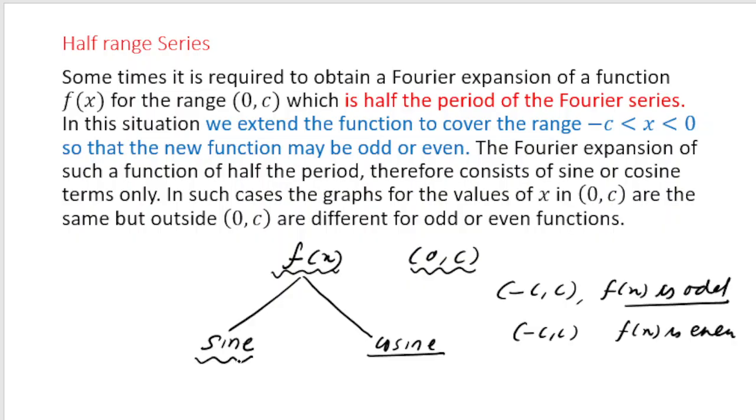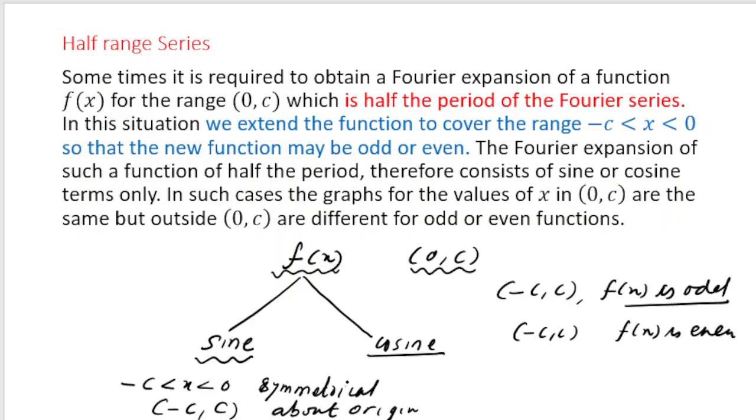So to get a sine series, we can extend the function in the interval minus c to 0, because when we extend it in the interval minus c to 0, our complete interval will be minus c to c. And when we extend it in minus c to 0, we extend the function by reflecting it in the origin, or by extending the function in such a way that it is symmetrical about origin, because we know the property of an odd function, that if a function is an odd function, it will be symmetrical about origin.